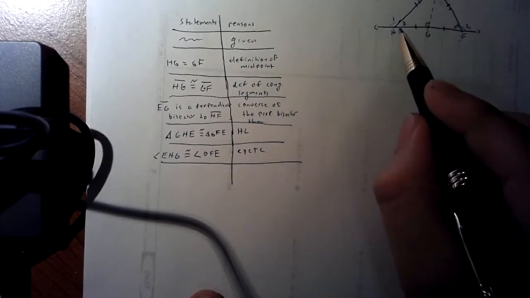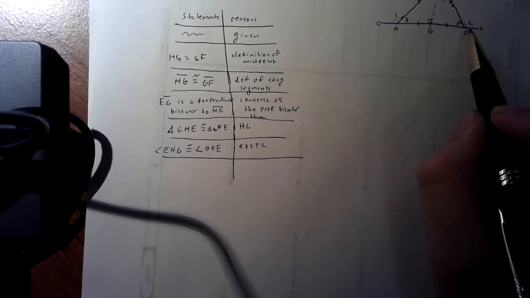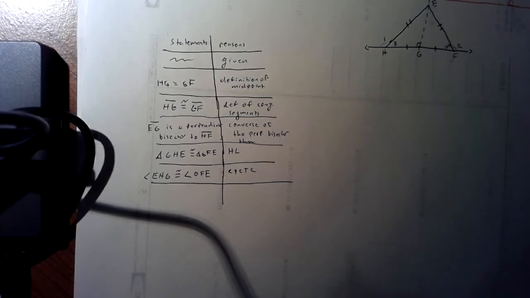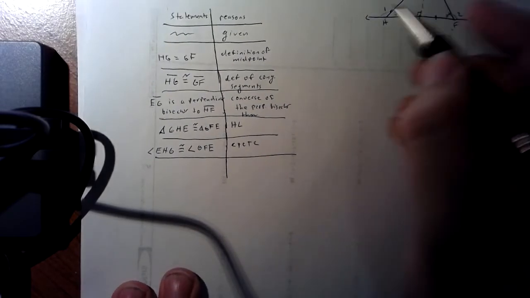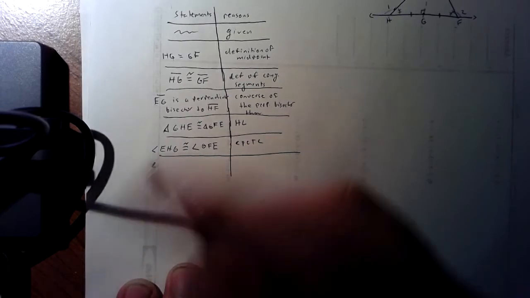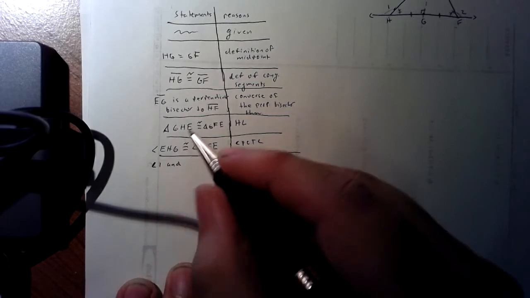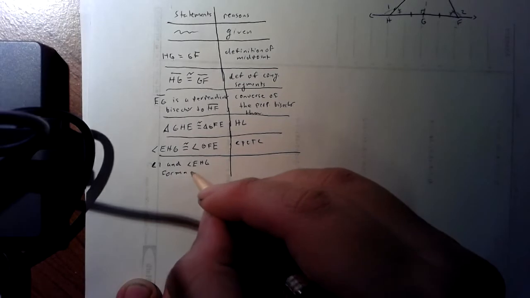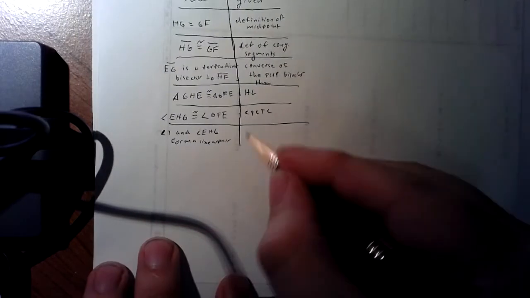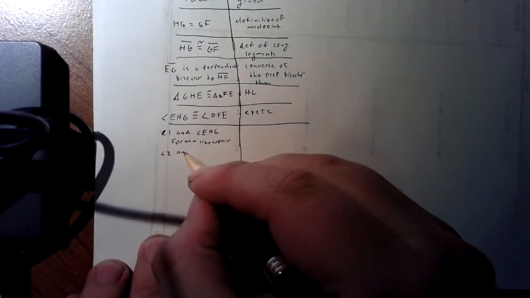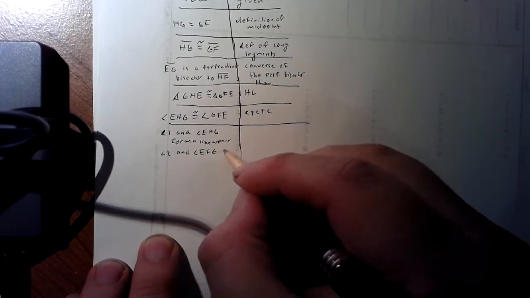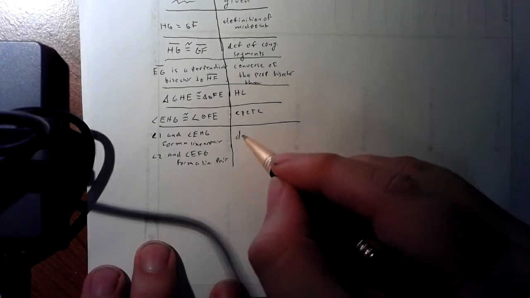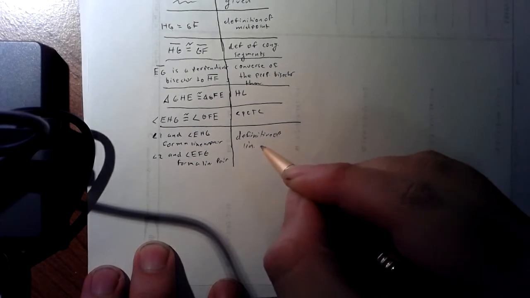So what we need to do next is make a statement involving 180 degrees. Since angle 1 and EHG are a linear pair, then their sum is 180 degrees. So we can say right here angle 1 and angle EHG form a linear pair. And then we can say the same exact thing for angle 2 and angle EFG. So these also form a linear pair. I'll just shorten it, linear pair, for the sake of time. So how do we know that? We can say definition of linear pair.